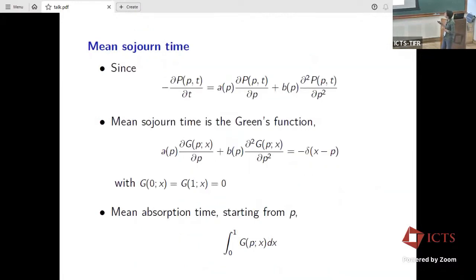So because we know what the equation for the probability distribution is, if you plug in, the mean sojourn time obeys this equation. If you're a physicist, if you had a Master's in Physics, you know what it's called. It's called a Green's function. So it's a delta function here, and then using standard methods, one can solve this. And if you integrate over all frequencies, you get the mean absorption time.